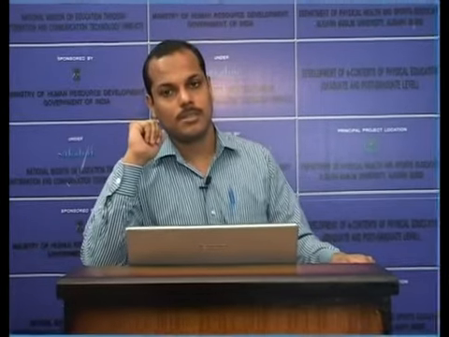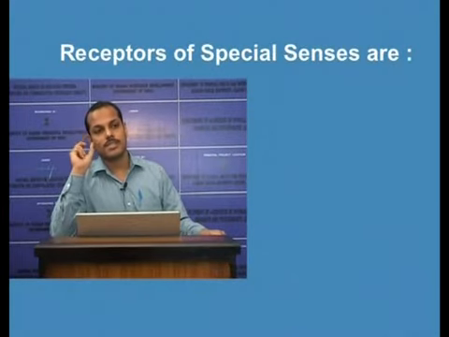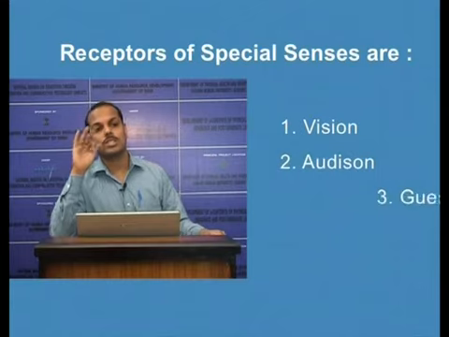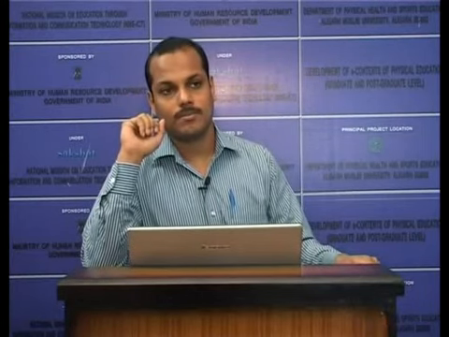Now, receptors, we have for the general senses and special senses. We know that there are 4 special senses: vision, audition, gustation and olfaction. For vision, the receptors are rods and cones of the retina. For audition, the receptors are the hair cells of the organ of Corti in the cochlea. For gustation, the receptors are gustatory cells of the taste buds in the tongue. And for olfaction, it is the olfactory neuron present in the olfactory epithelium.